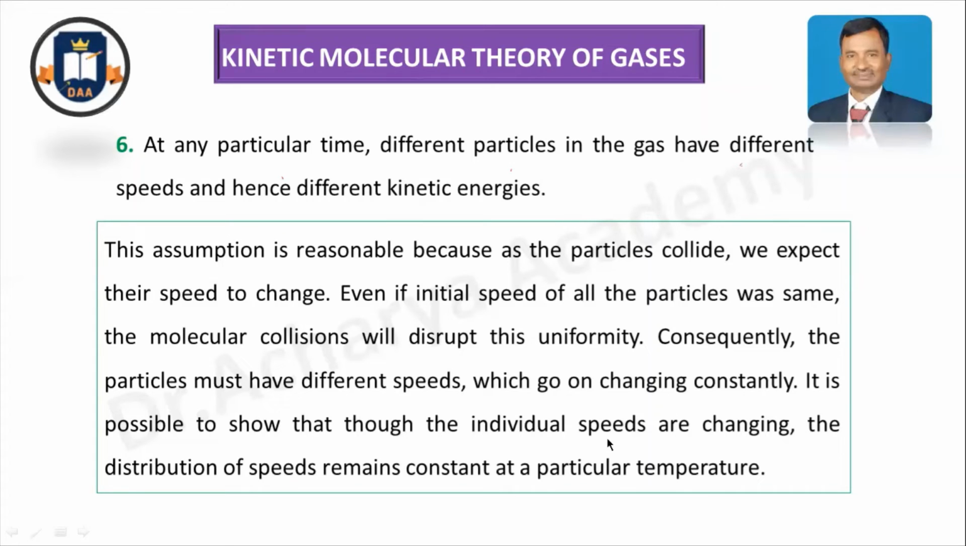So it is possible to show that though the individual speeds are changing, the distribution of the speed remains constant at a particular temperature. Always we will write this, at a particular temperature. So from this assumption, whatever we understood is that the distribution of the speed will remain constant at a particular temperature.